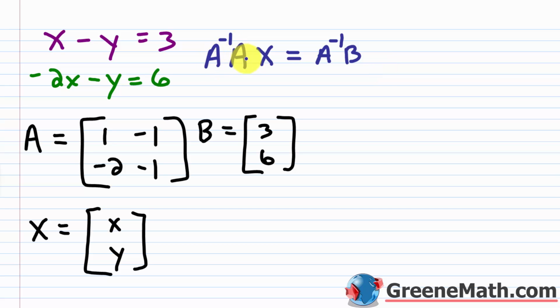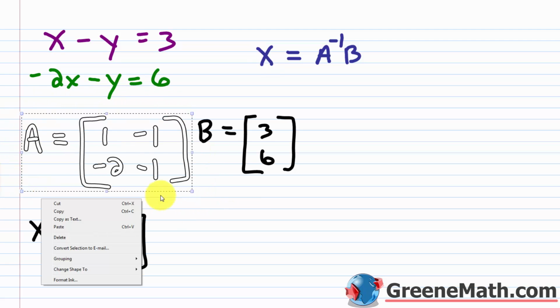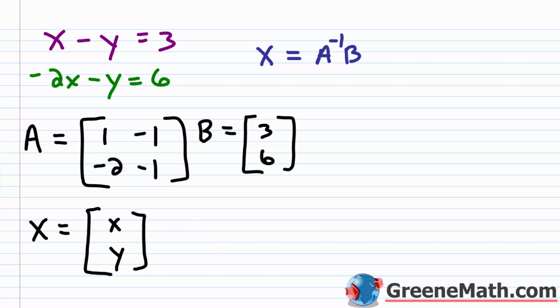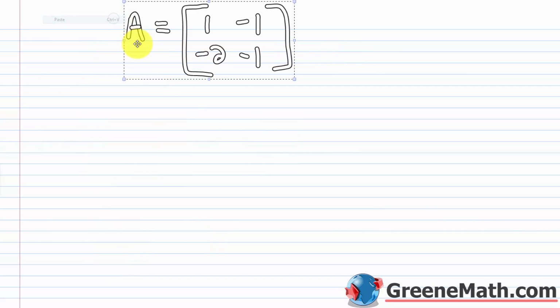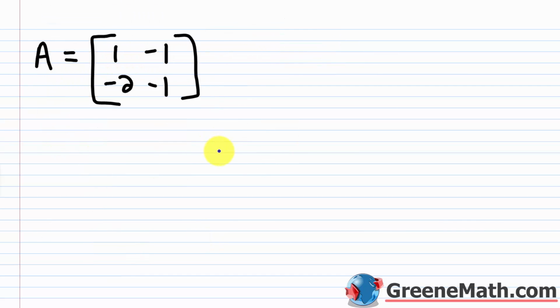So A inverse times A is the identity matrix. And again, it would be a 2 by 2, and this is a 2 by 1. So that's legal. So I would get X back. So X would be equal to this. So I need to find the inverse of A multiplied by B. And again, I'll have my solution for X. So let's copy A real quick and go to the next sheet. And we're going to quickly find the inverse now that we know the method.